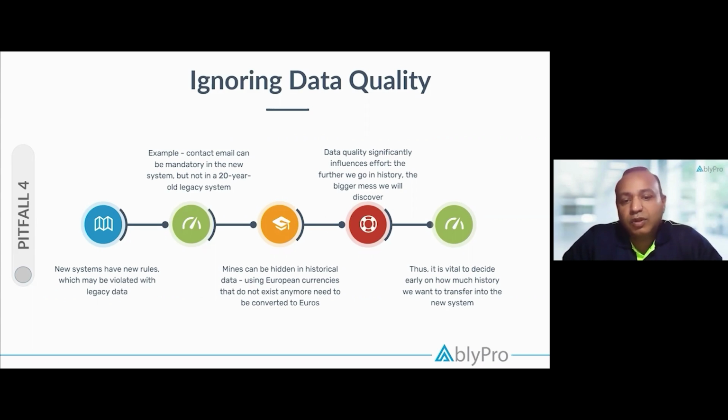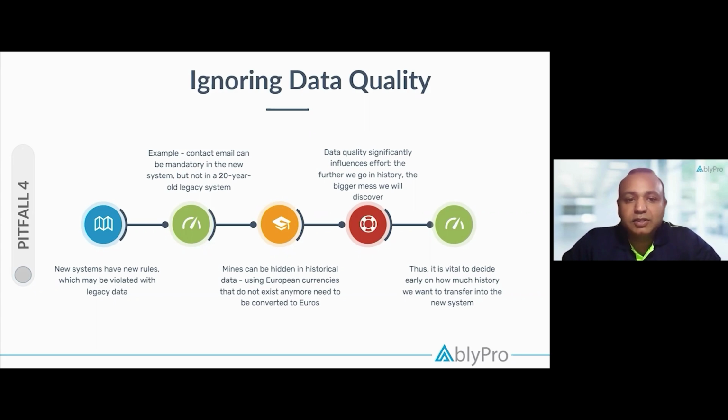So you need to understand, mines can be hidden in historical data. Maybe currencies always change. Like in Europe, there were different currencies previously, but it's now all converted to euros. So in the legacy system, there may be different currencies present, but what you have to do is identify that and convert them to euros, because your new system will not accept all the currencies. These are very practical examples that happen and that we have faced with a lot of our clients. So these should be taken care of. And that is what I mean by data quality, analyzing data, data cleansing.